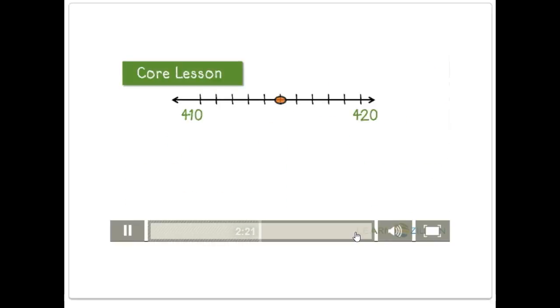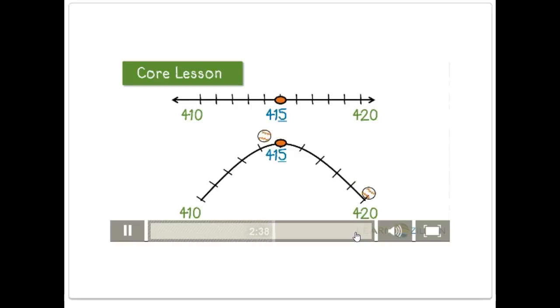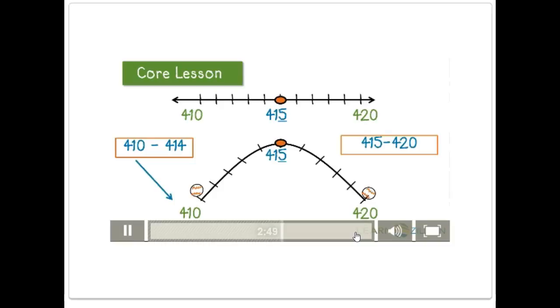We can take that same number line and turn it into a curved number line. Again, our benchmark numbers are 410, 420, and then our midpoint is 415. We'll use a baseball to show that numbers that are at or above the midpoint will round up, and numbers that are below the midpoint will round down. Numbers between 410 to 414 will round down to 410. 415 to 420 will round up to 420.